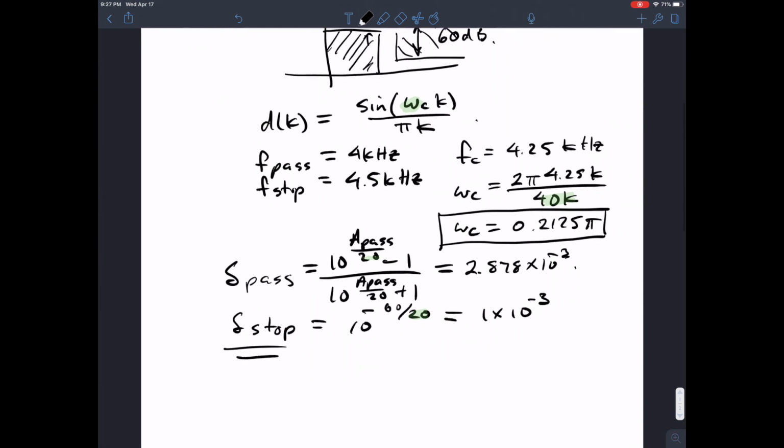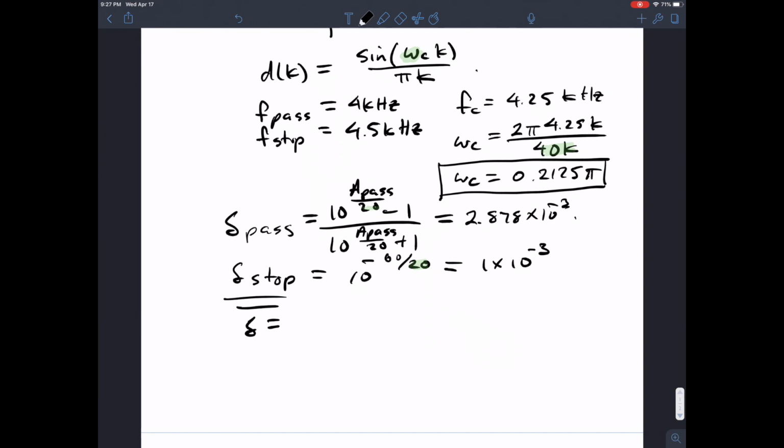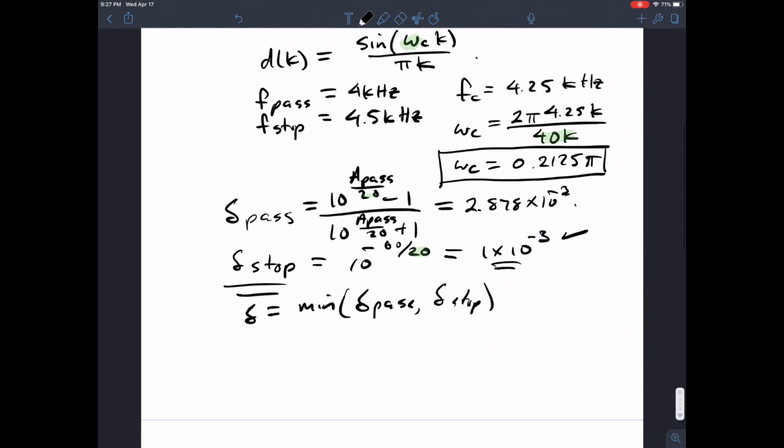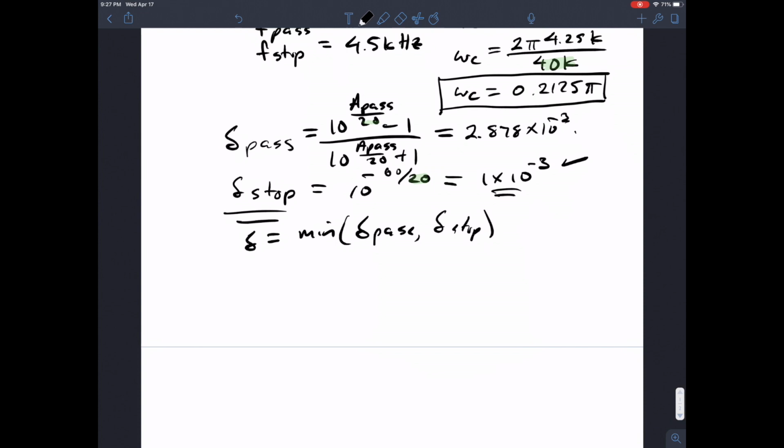So from there, you're just looking at delta. Delta is the min between delta pass and delta stop. As it usually turns out, it's delta stop. So we know what delta is: 1 times 10 to the minus third. And from that, we can calculate A. A is minus 20 log 10 of delta.